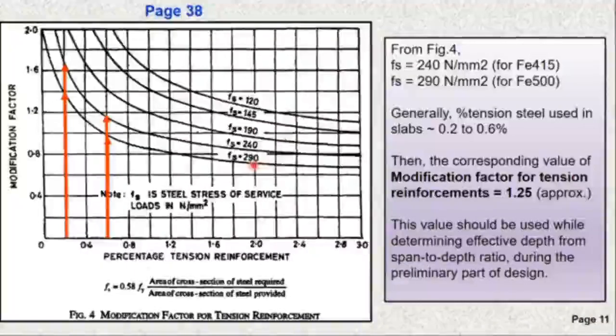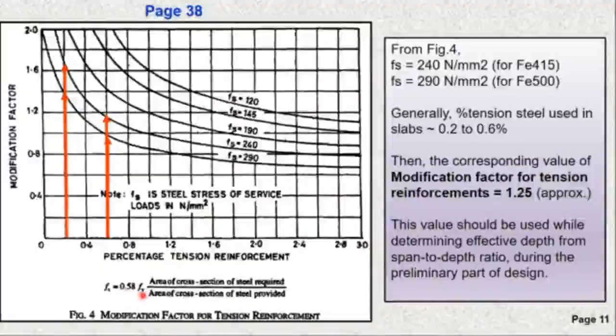Fs is equal to 290, Fs is equal to 240, Fs is equal to 190, 145 and 120. Okay, these are all in Newton per millimeter square. If you know the grade of steel, let us say the grade of steel is Fe415, you can find what is the corresponding Fs value for Fe415. How? Just have to substitute it here.